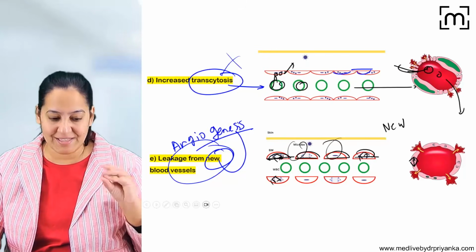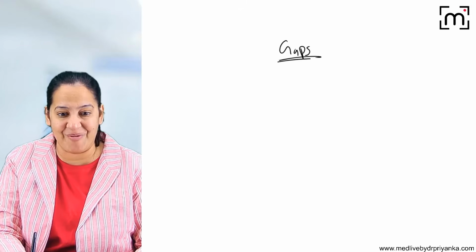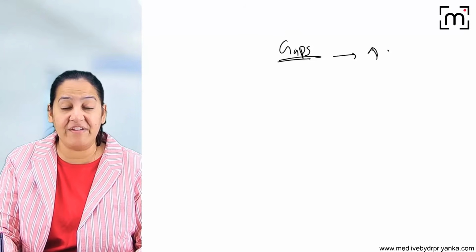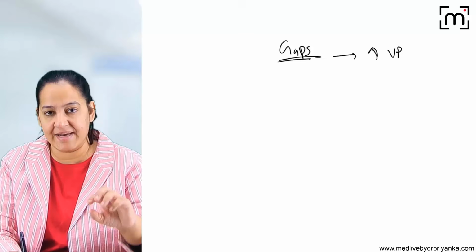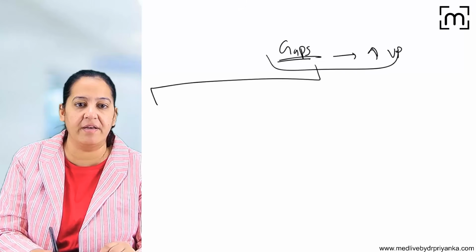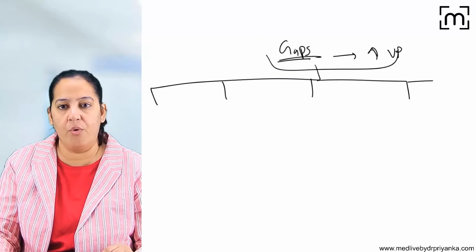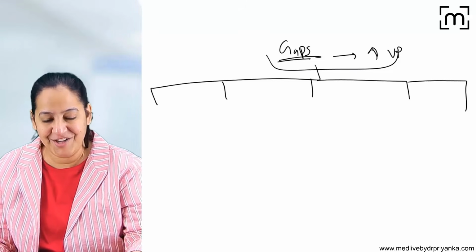So what are the 5 mechanisms? Can you enumerate how the gaps are created? Tell me the 5 mechanisms of gap formation. I mean, tell me the 5 mechanisms of increased vascular permeability. 1, 2, 3, 4, 5. Enumerate them.